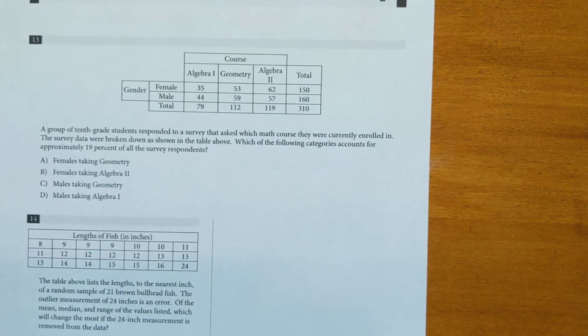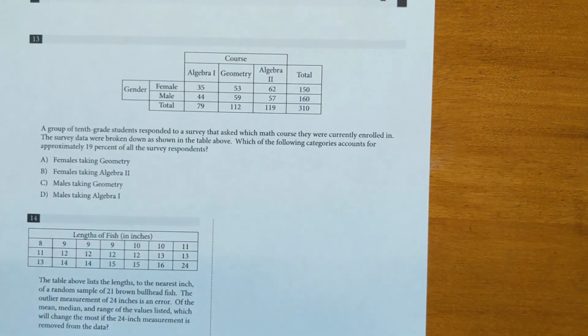Number 13. It says a group of 10th grade students responded to a survey that asked which math course they were currently enrolled in. The survey data were broken down as shown in the table above. Which of the following categories accounts for approximately 19% of all the survey respondents?